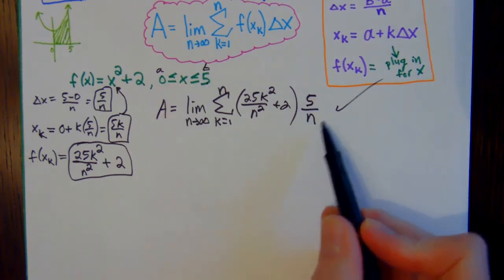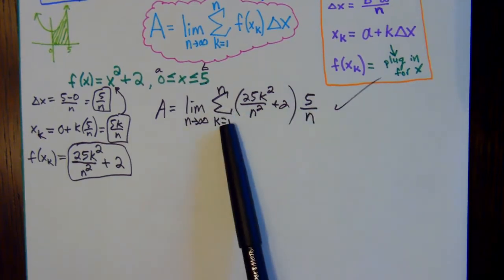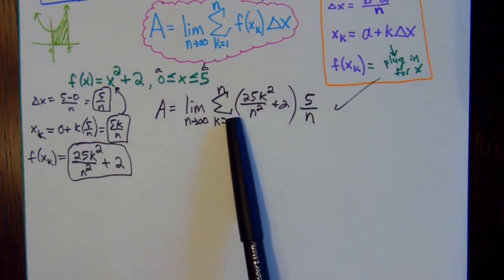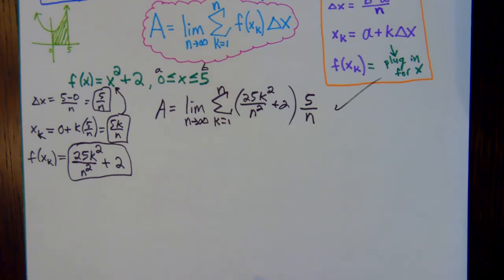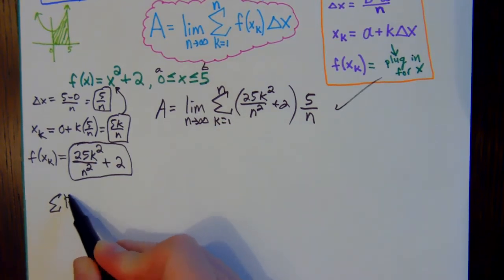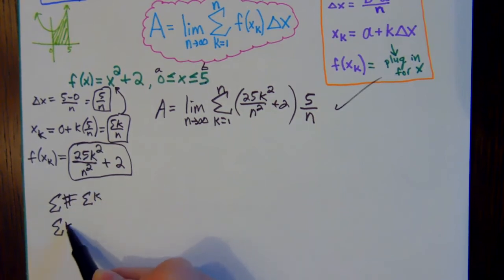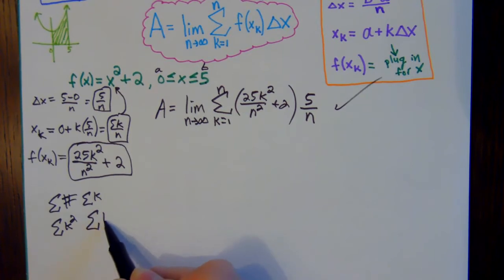I'm going to take this 5 over n, this width, and I'm going to pull it out in front of this limit notation, this summation notation. The summation notation evolves in k's, and so you could pull out numbers, you could pull out n's. You just got to leave the k's in the problem there. Here's ultimately what we want to try to get. I want to try to get the summation of a number, or the summation of k, or the summation of k squared, or the summation of k cubed. That's eventually what I'm going to work into the problem right here.